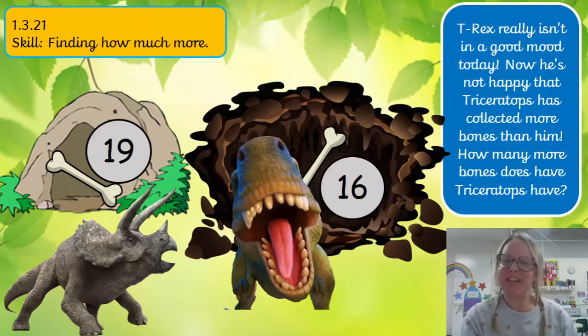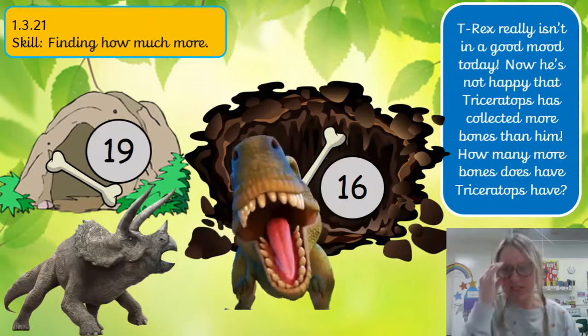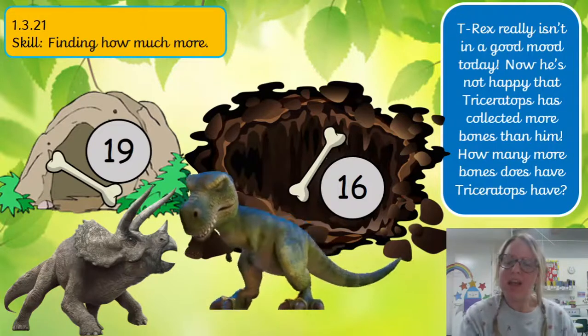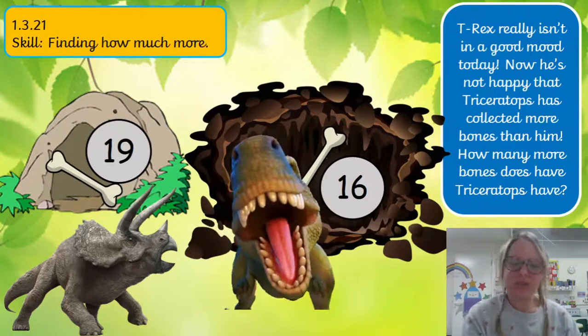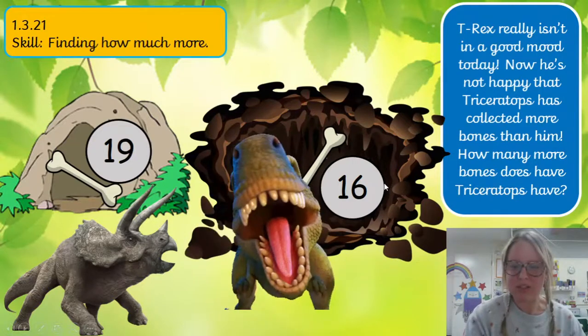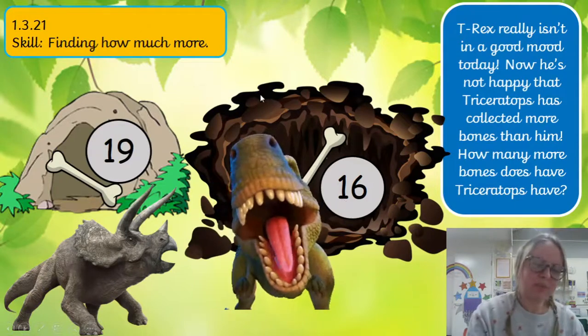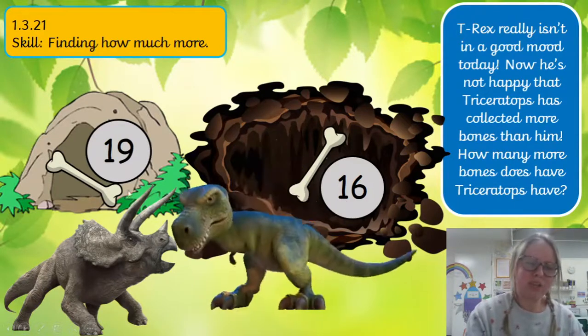T-Rex really isn't in a good mood today. Now he's not happy that Triceratops has collected more bones than him. How many more bones does Triceratops have? So let's see, what number has T-Rex got? He has number 16.